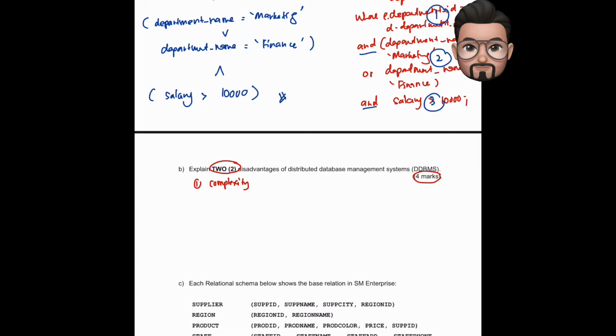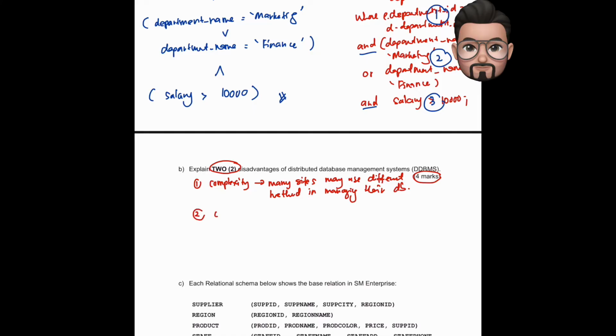We talk about complexity. Since the DBMS may have many sites, many sites may use different methods in managing the database. Many sites may use different types of methods in order to manage or maintain the database. So by right, the process might be complex.